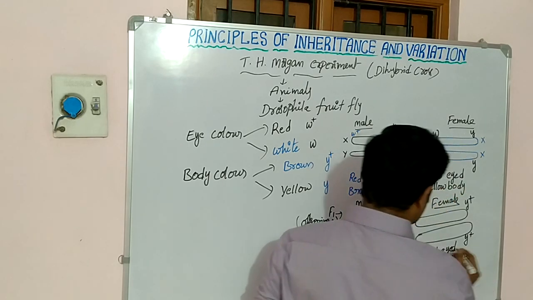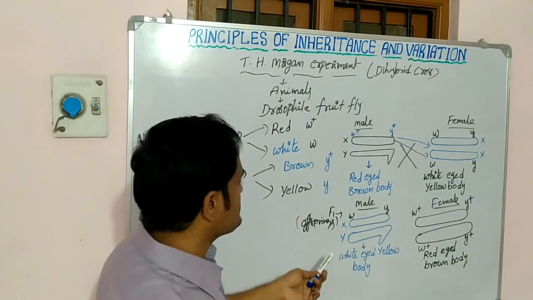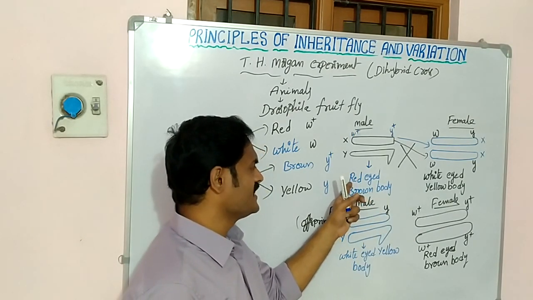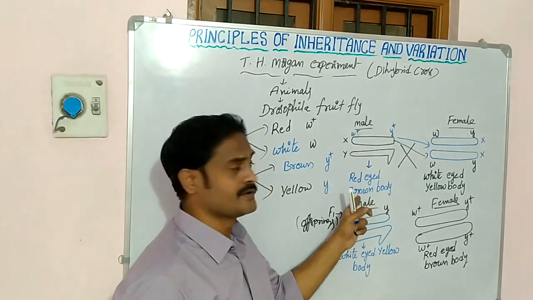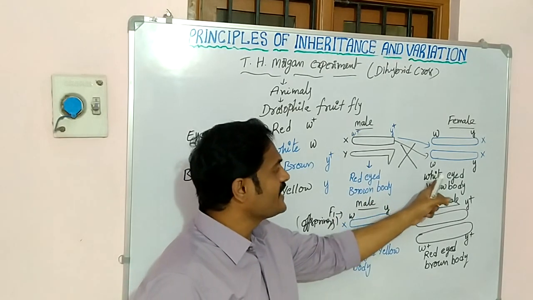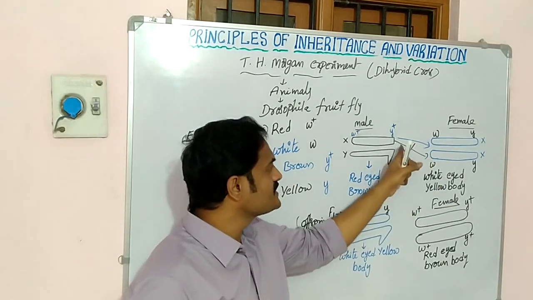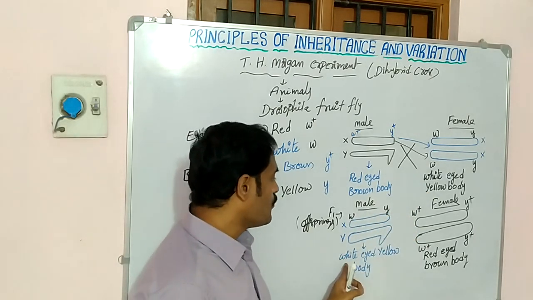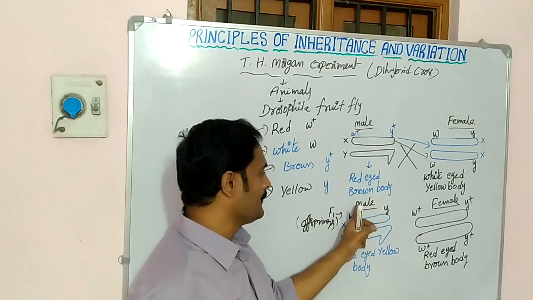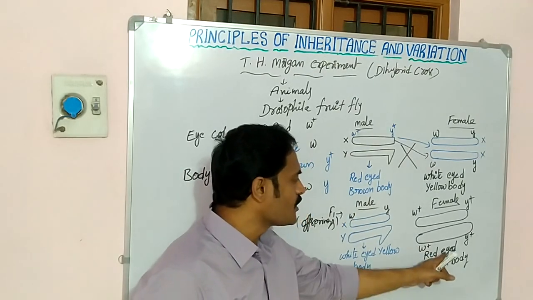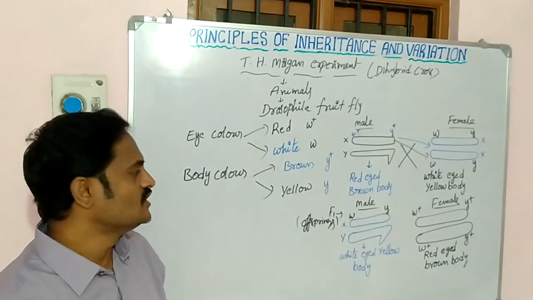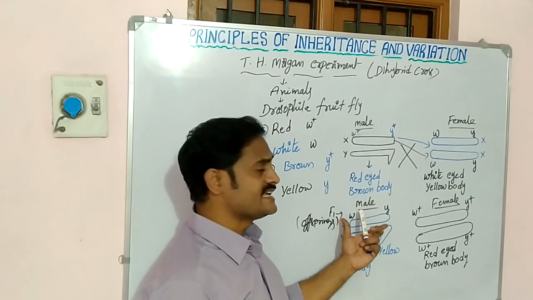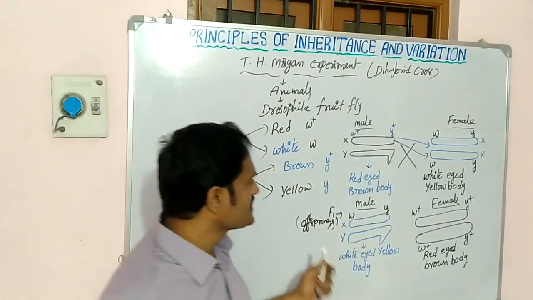See, two different traits, two different characters, they exchange their characters. The first parental male is red-eyed with a brown body, and the female is white-eyed with a yellow body. Then crossing between these two, there is exchange of genetic material. What will happen? A white-eyed yellow-bodied male and a red-eyed brown-bodied female. So these kinds of offspring are produced in the F1 generation. Okay, please take a screenshot.